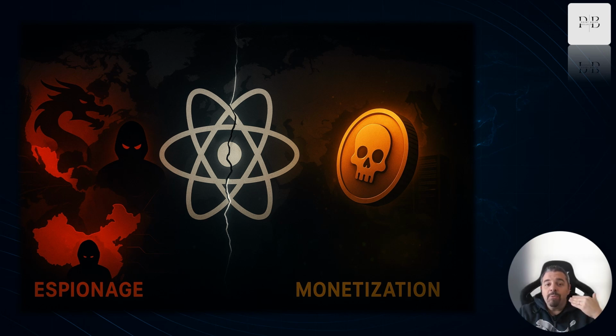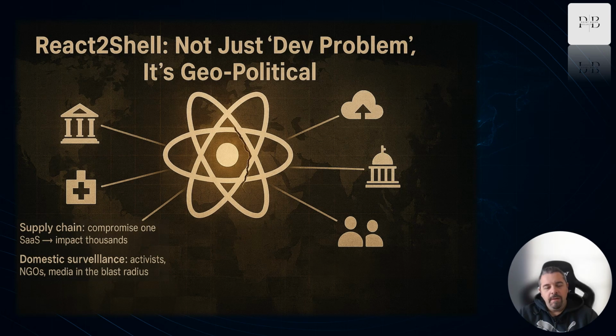And what makes React2Shell so dangerous is that the same bug fuels both ecosystems. Nation-states see it as a strategic foothold, criminals see it as a money printer. And you, whether you like it or not, are caught in the middle. Because this is not a race against a botnet anymore. It's a race against foreign intelligence services.